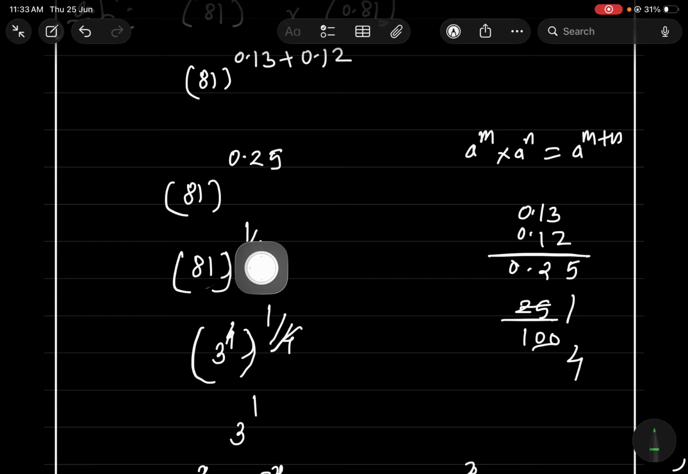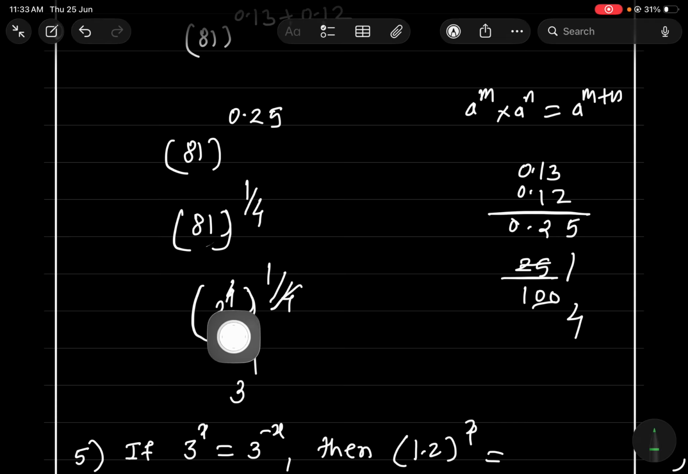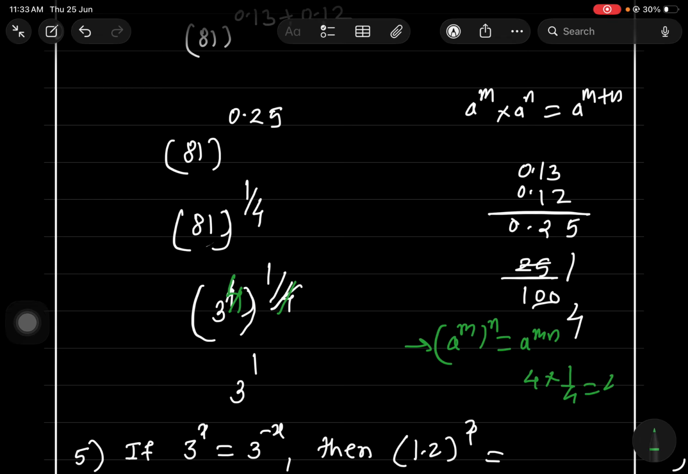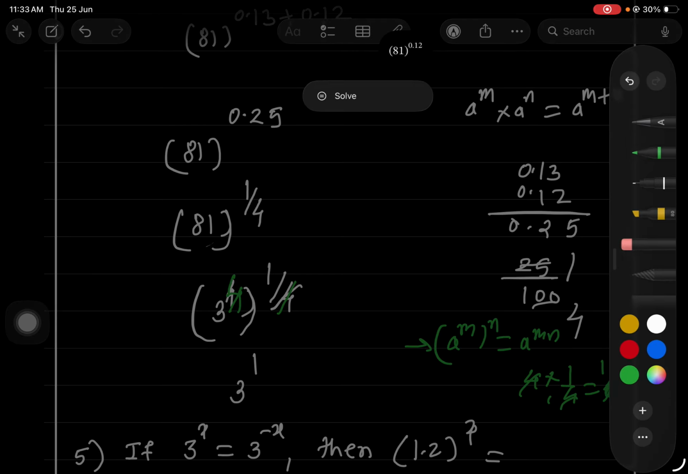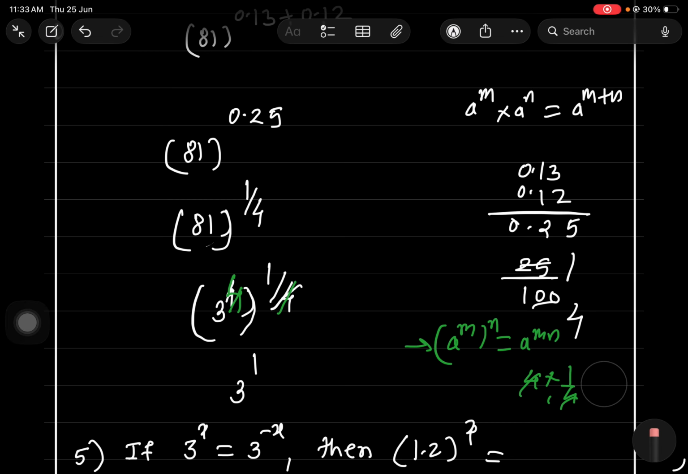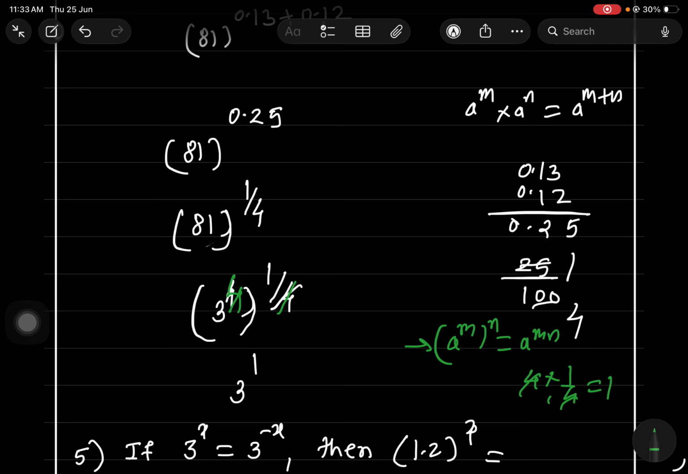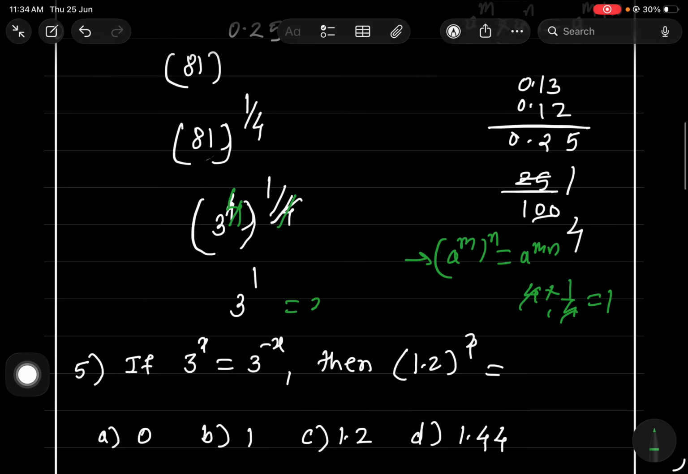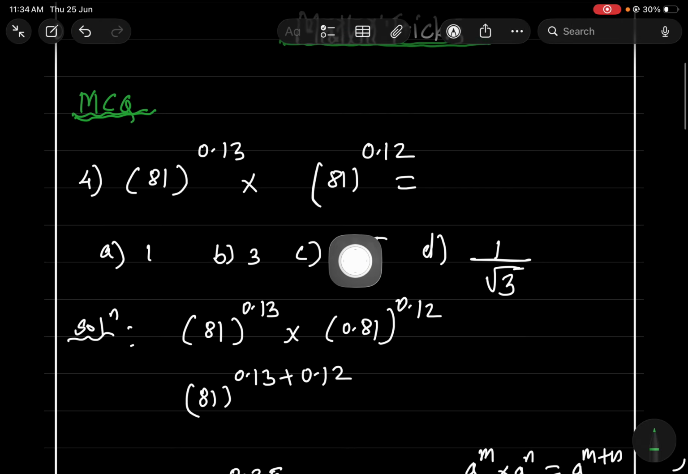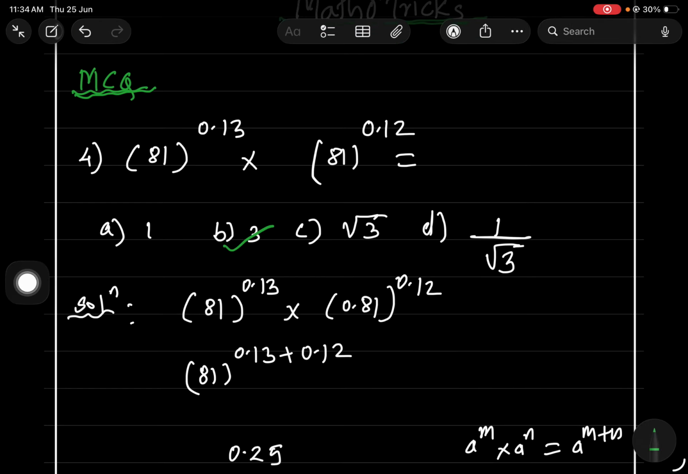So 81 raised to 1 upon 4, and 81 means what? 3 raised to 4. Here 4 is there, 3 raised to 4. So for multiplication we are using this: you know that a raised to m raised to n equals a raised to mn. So doing multiplication 4 into 1 upon 4, 4 ones are 4. So it is coming 1. Answer is coming 1. See here, equal to 1, that means 3 raised to 1. 3 raised to 1 means it is 3. So where is your option? Check that your answer came 3. So B is the option.